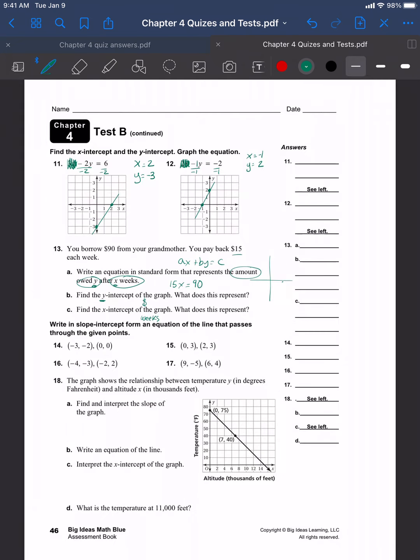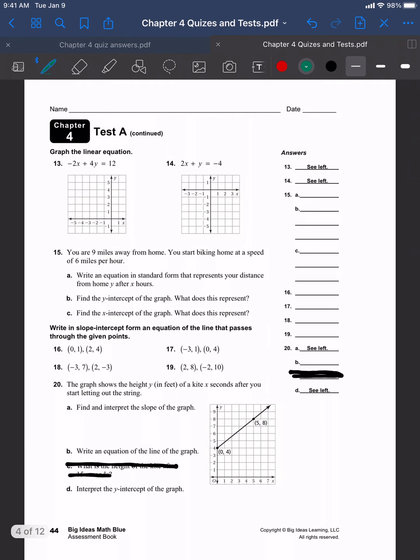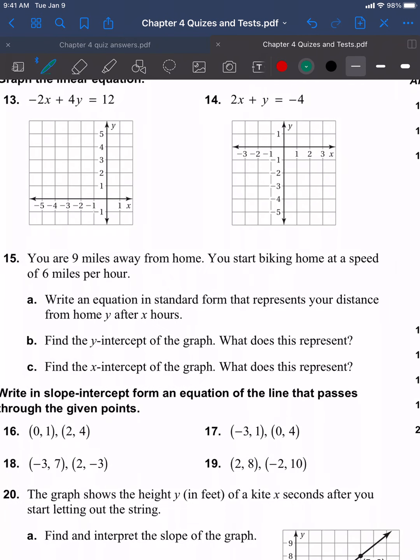Now, if you look at the actual test, hold on, I'm going to go back. This is the actual test, right? You have one very similar. It's number 15. You are 9 miles away from home. You start biking home at a speed of 6 miles per hour. Write an equation in standard form that represents your distance from home, which is y, after x amount of hours.